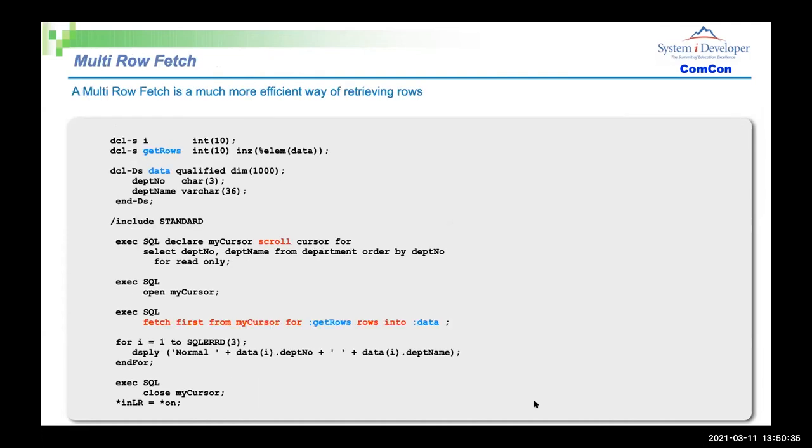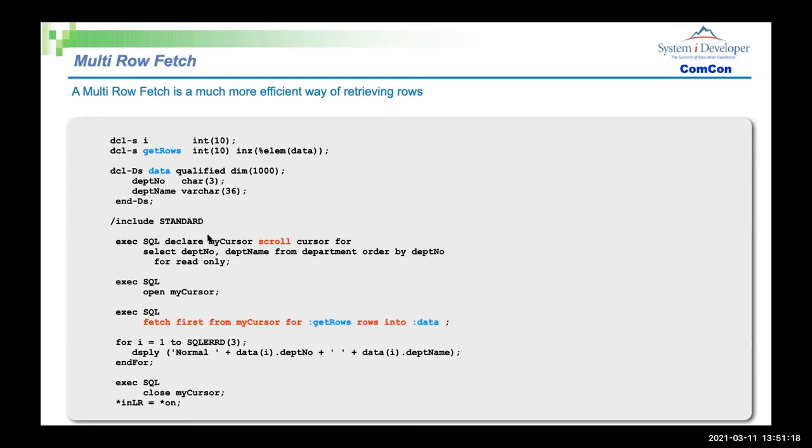So the equivalent of this with SQL is to do what's known as a multi-row fetch. To do a multi-row fetch, what we need to define is a host structure, which is an array. So up here, I define my host structure data. As you can see, I've given it a dim, and I'm going to have 1,000 elements in this. The other thing I'm going to need is a work field called, in this case, get rows, and I'm going to initialize it to the number of elements in my array. So in this example, get rows is going to have a value of 1,000.